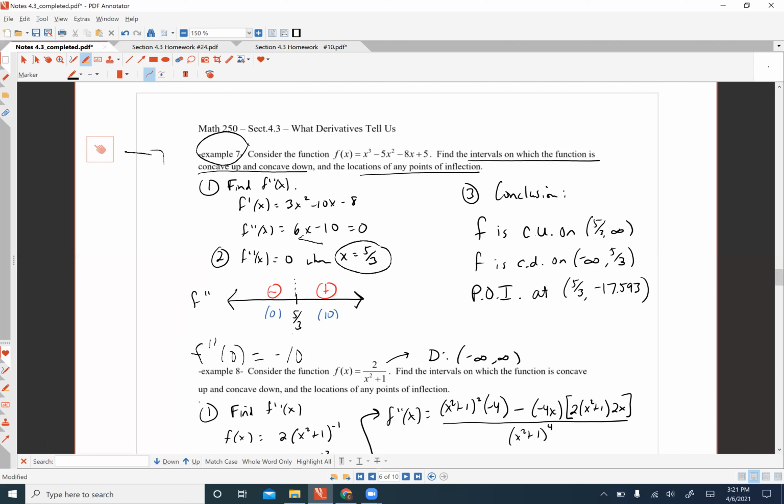If the second derivative were both positive and negative to the left of 5/3, that would mean there'd be another place where the second derivative is 0, but from our algebra we know that's not possible. Then you take a number to the right of 5/3, let's say 10, and plug it into the second derivative. f double prime of 10 is 50, which is positive. So to the left of 5/3, the second derivative is negative, so the graph is concave down, and to the right of 5/3, the graph is concave up.